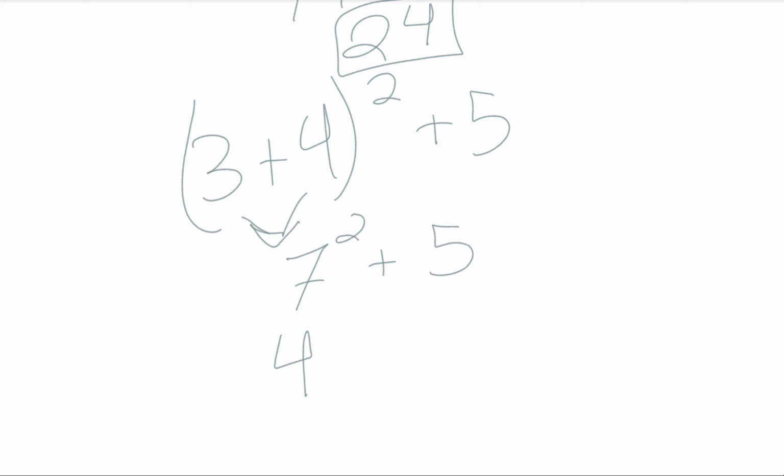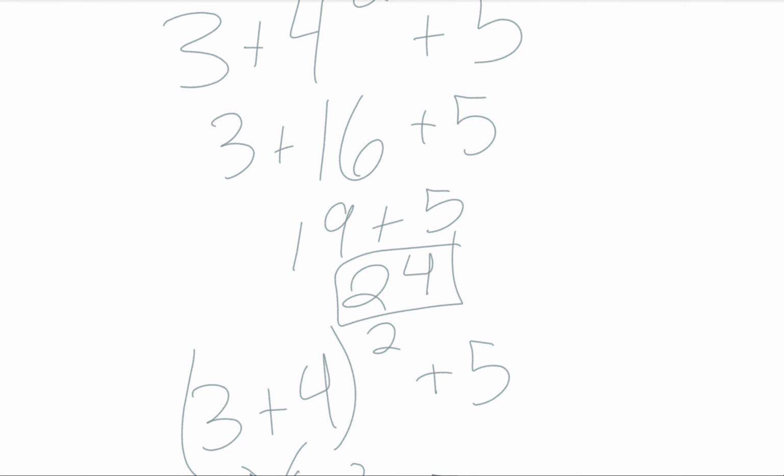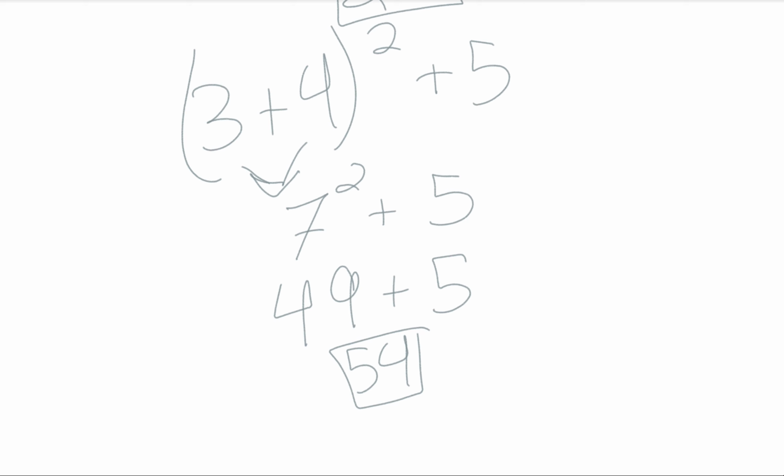7 to the power of 2 is 7 times 7, that's 49. Now we're going to add 5 to that. 49 plus 5 is 54. So you see we actually get different answers just by adding the parentheses in there. So that's why order of operations matters.